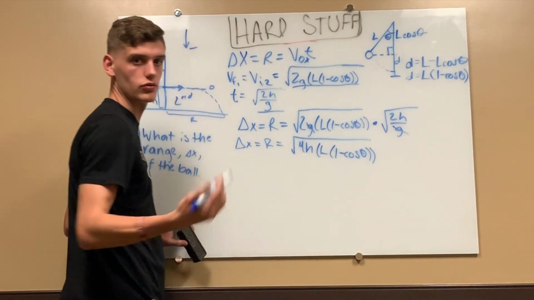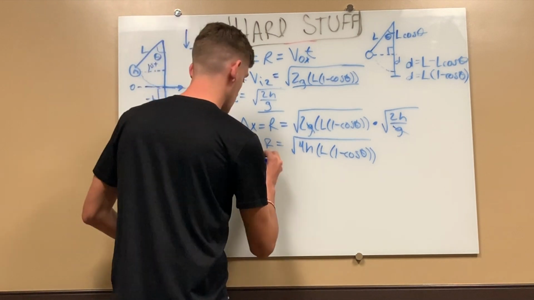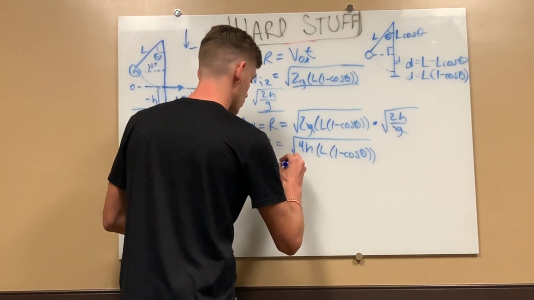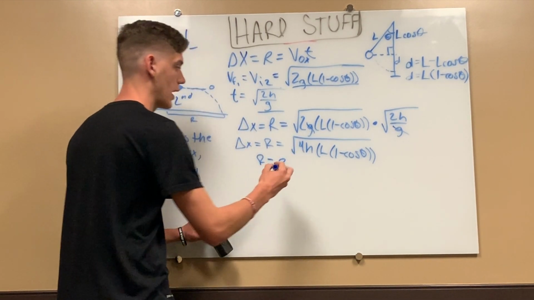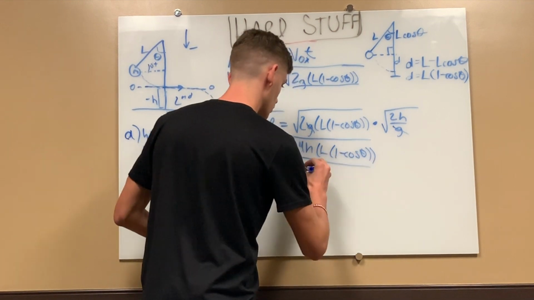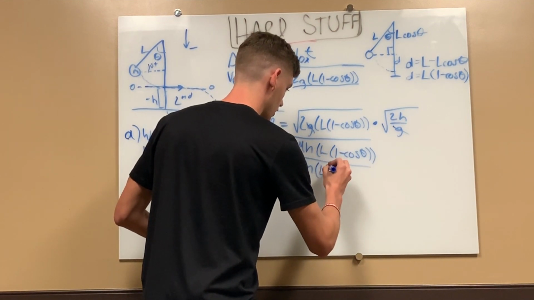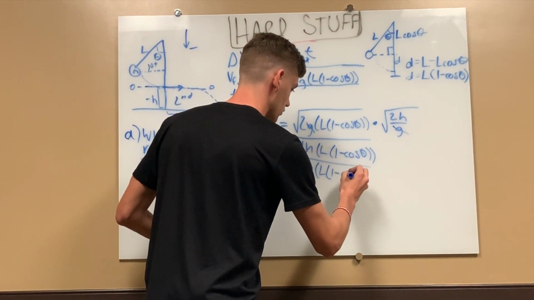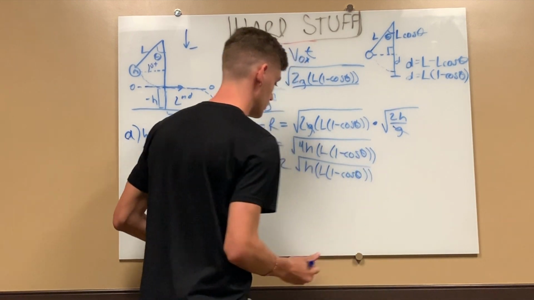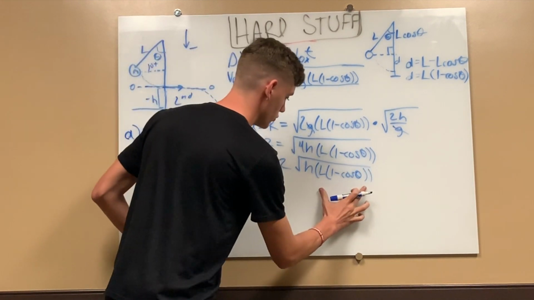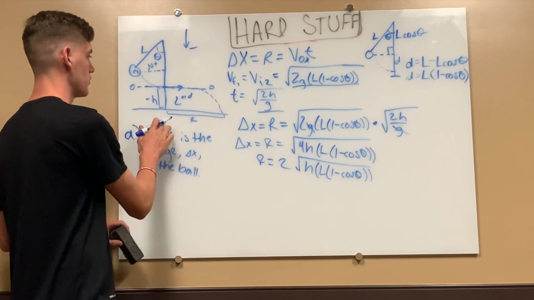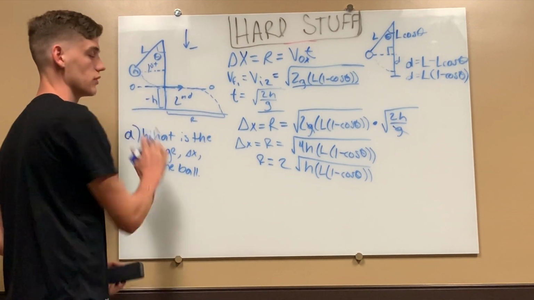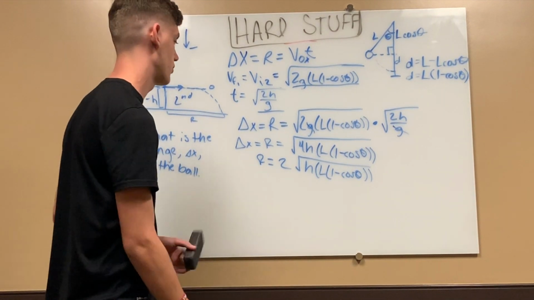And we know that square root of 4 is just 2. So our range is equal to 2. We can pull the 2 out. 2√(h L (1 − cosθ)). So this value represents the range of the ball in terms of the variables given within the problem.